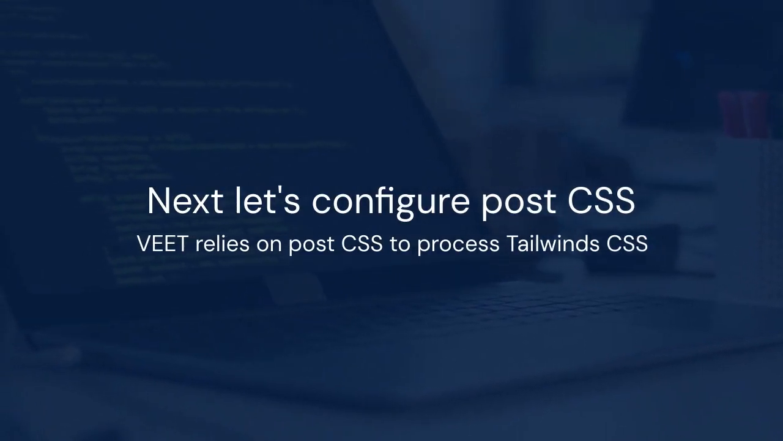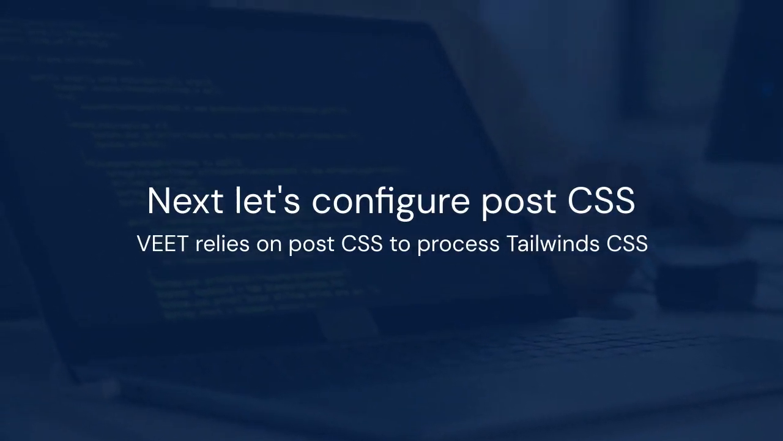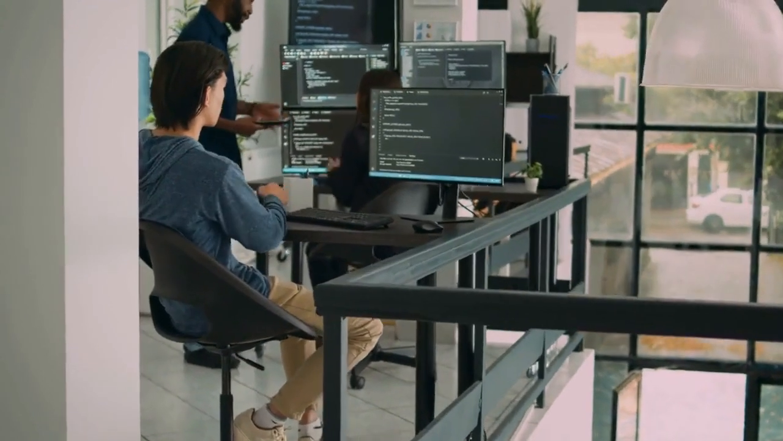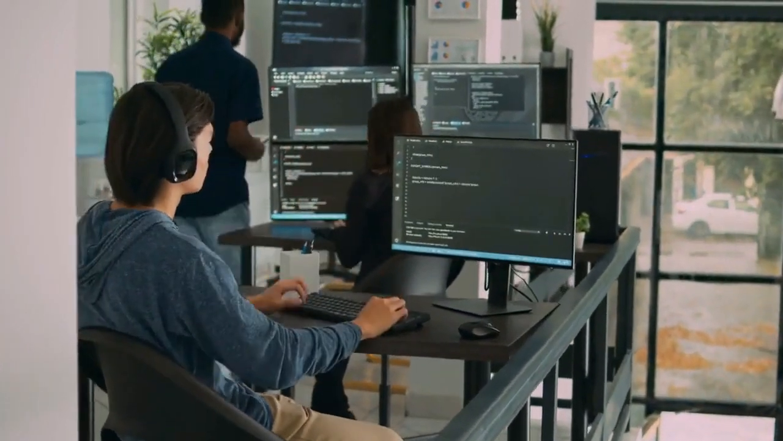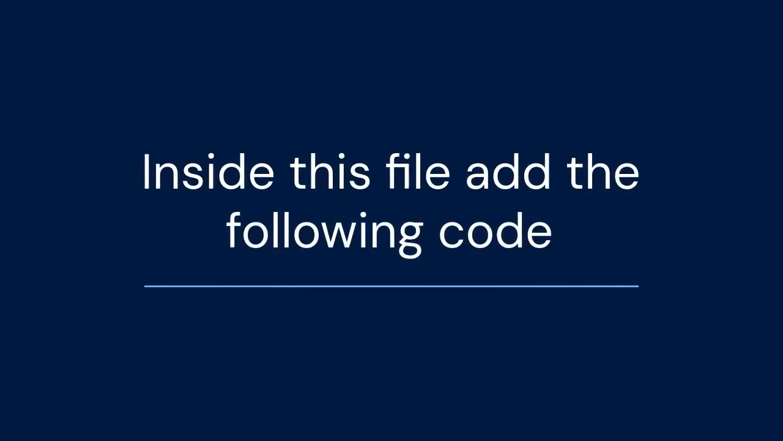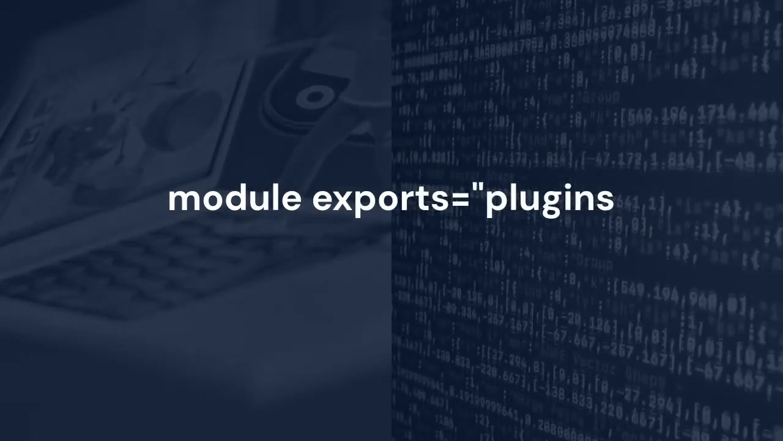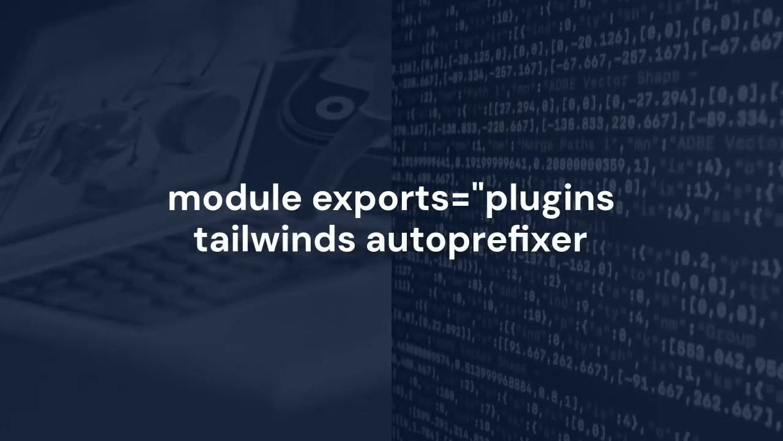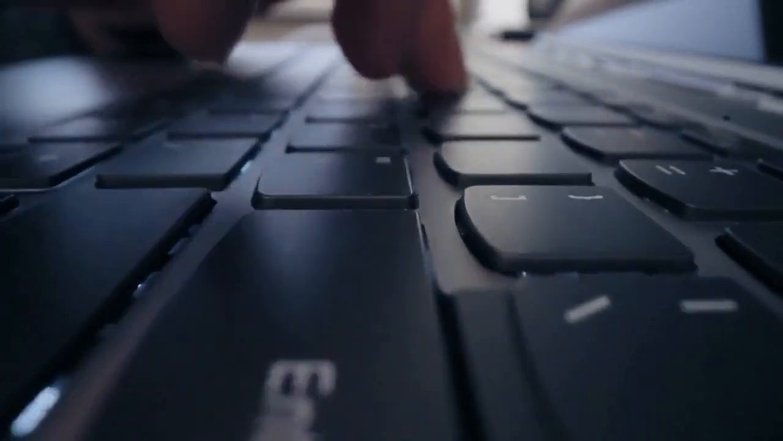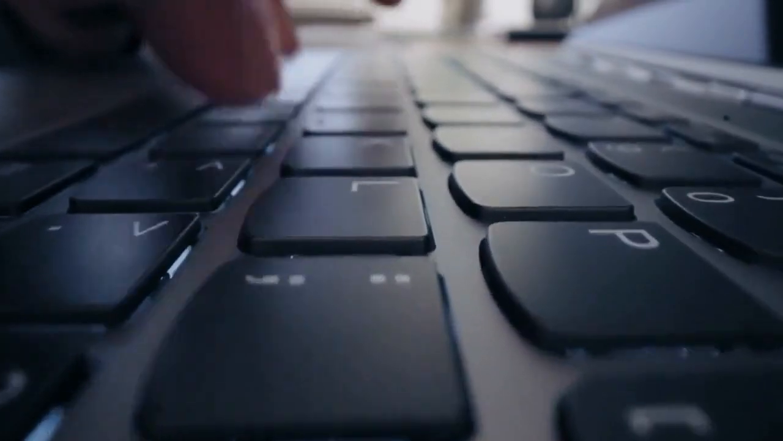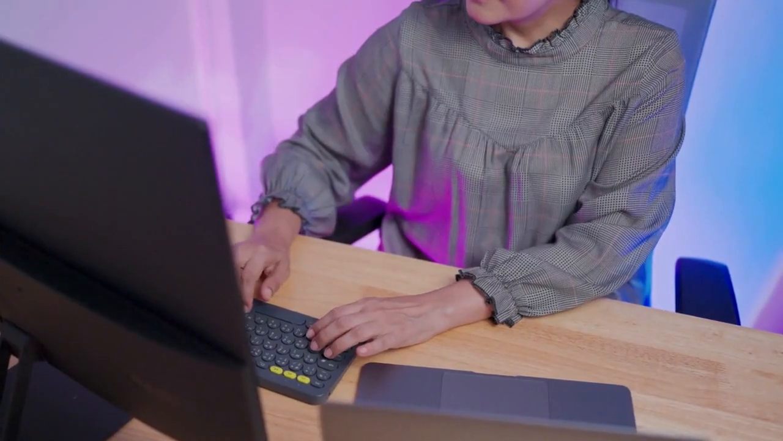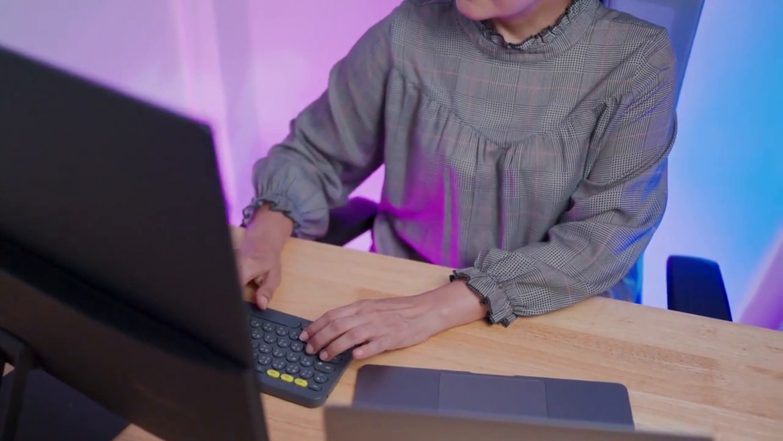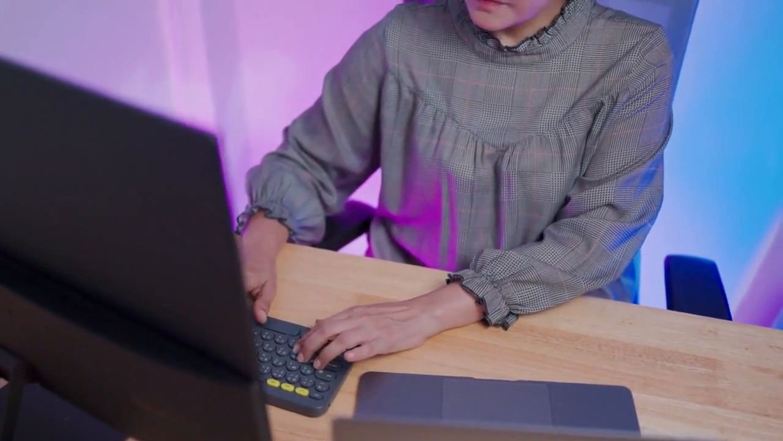Vite relies on PostCSS to process Tailwind CSS. Create a postcss.config.js file in the root of your project if it doesn't already exist. Inside this file, add the following code: module.exports = { plugins: { tailwindcss: {}, autoprefixer: {} } }. This configuration tells PostCSS to use Tailwind CSS and autoprefixer plugins. A misconfigured or missing postcss.config.js is another common reason for this error.